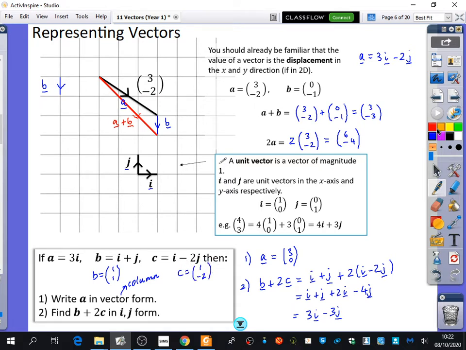So for me, an easier way of doing B plus 2C would be B plus 2C, like this. And it's much quicker to see you've got 1 plus 2 times 1, which is 3. And 1 plus 2 times minus 2, which is 1 minus 4, which is minus 3. Personally, I think that's a lot easier because you keep all of the i parts at the top, all of the j parts at the bottom, and they never get mixed and muddled up with each other.